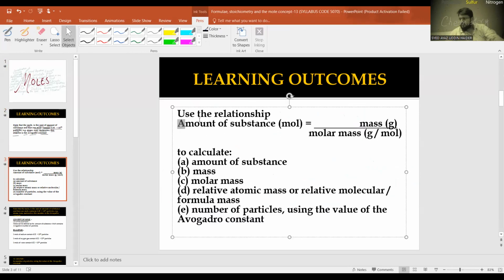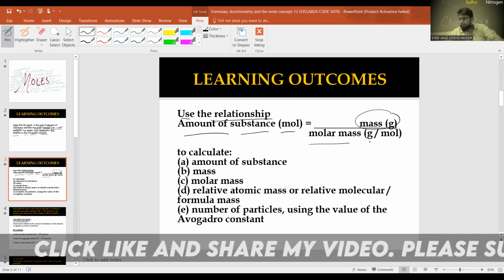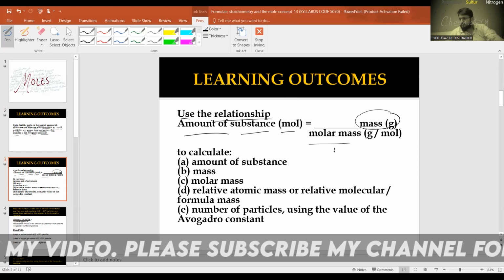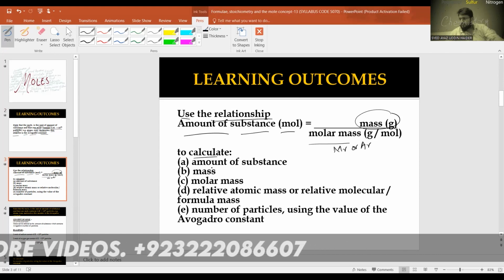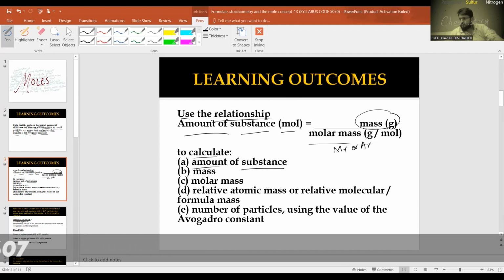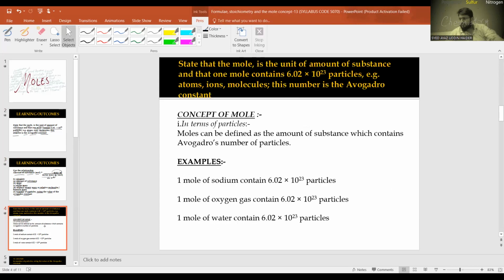These are the relationships we have used in our last video lesson. Use the relationship amount of substance, mole, mass is provided, and you know the molar mass. You can get this molar mass, that is MR or AR, from the periodic table, to calculate A, the amount of substance, B, mass, C, molar mass, D, relative atomic mass or relative molecular mass, E, number of particles using the value of the Avogadro constant.